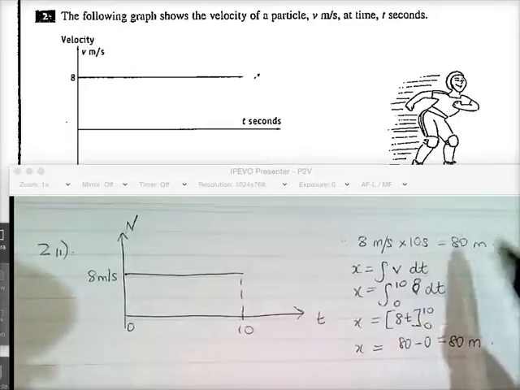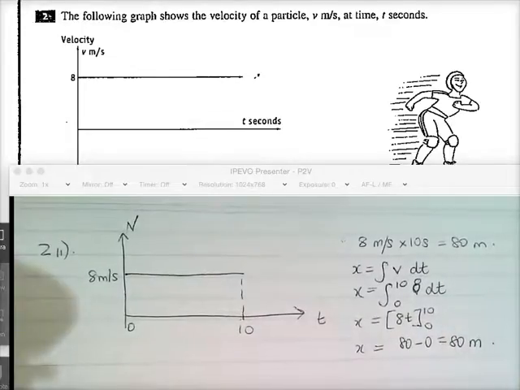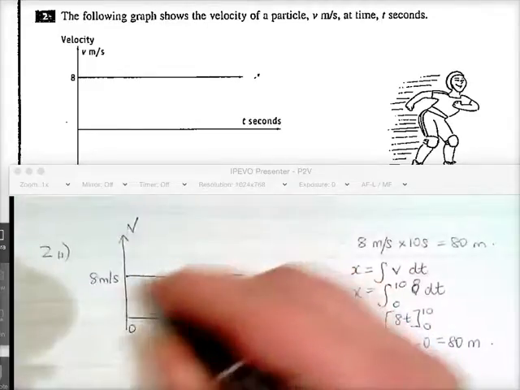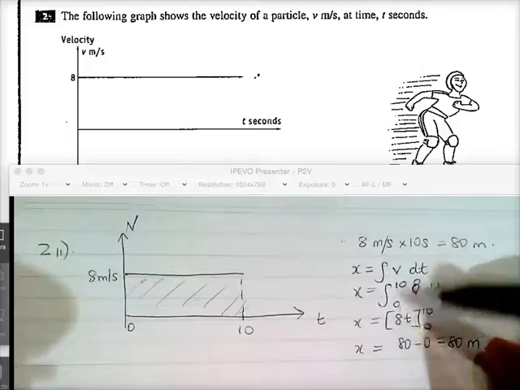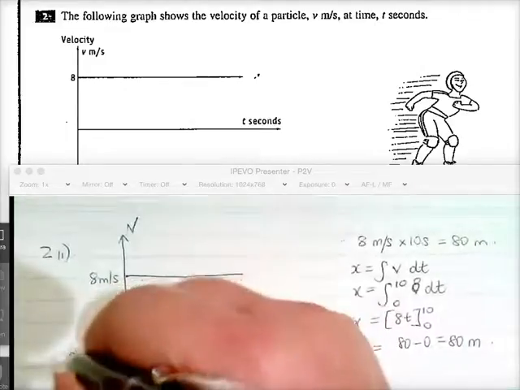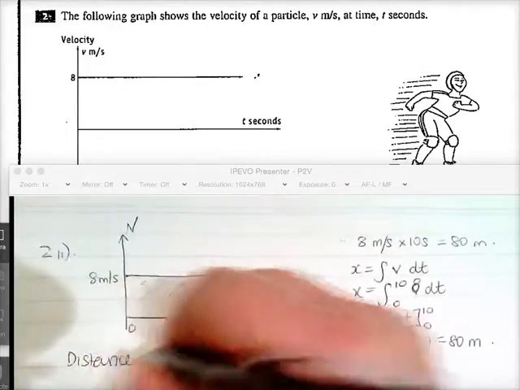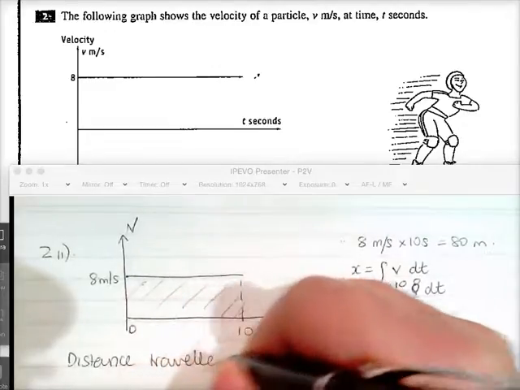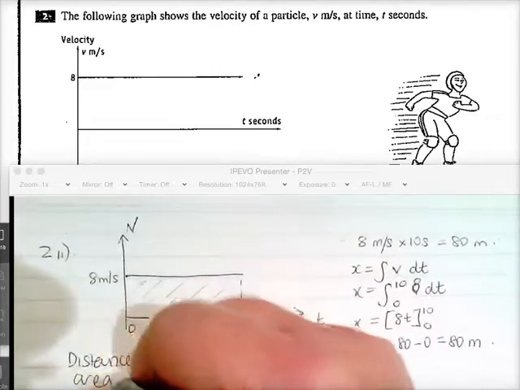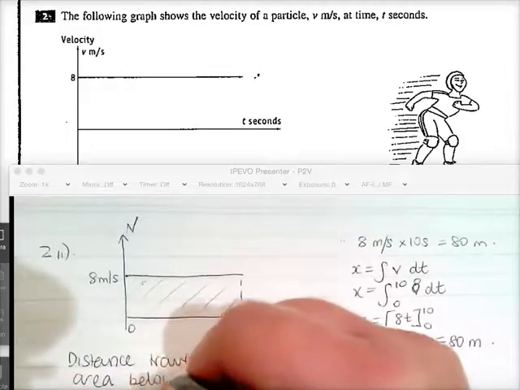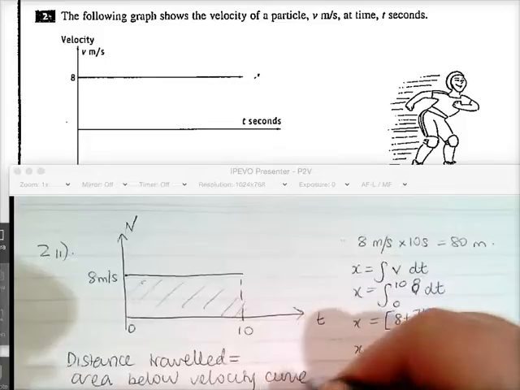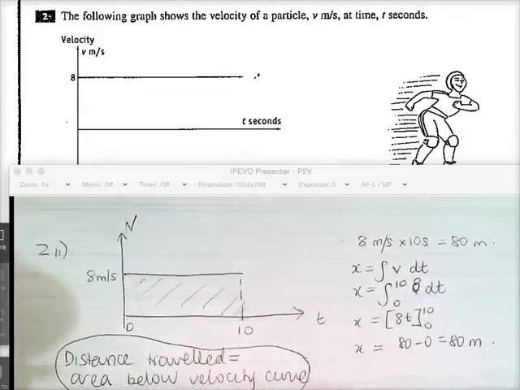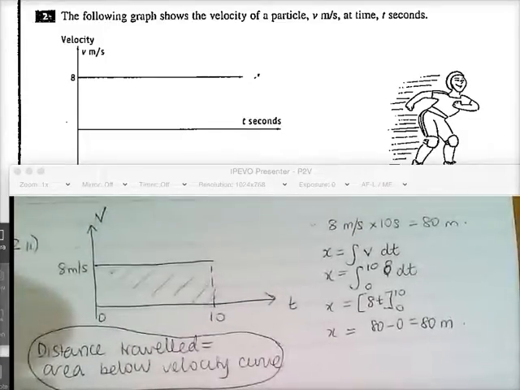So we've done that two ways, just doing it by common sense, 8 meters per second for 10 seconds. It travels 8 meters every second, and it does that for 10 seconds. You'll travel 80 meters. Or this displacement, distance travelled, is the area under the velocity curve. So distance travelled equals the area below the velocity curve, of course, enclosed between the curve and the x-axis, okay?